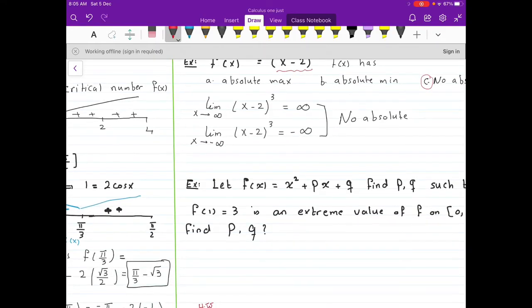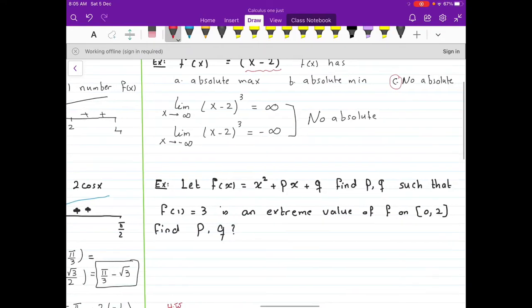Now let f of x equal x squared plus bx plus q. Find b and q such that the condition f of 1 equals 3 is given. What does f of 1 equal 3 mean? I form the equation 3 equals 1 plus b plus q. So this equation is b plus q equals 2. We have 2 unknown parameters, so you need 2 equations.